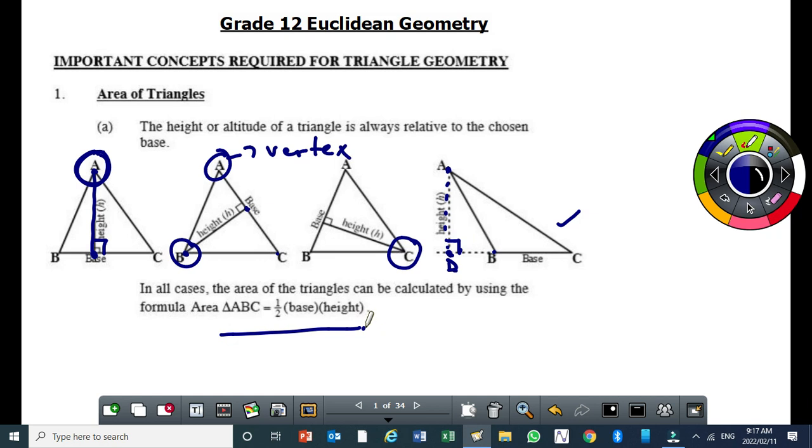Anybody else with a question before I go on to another aspect of triangles? Now move on. Can I move on?